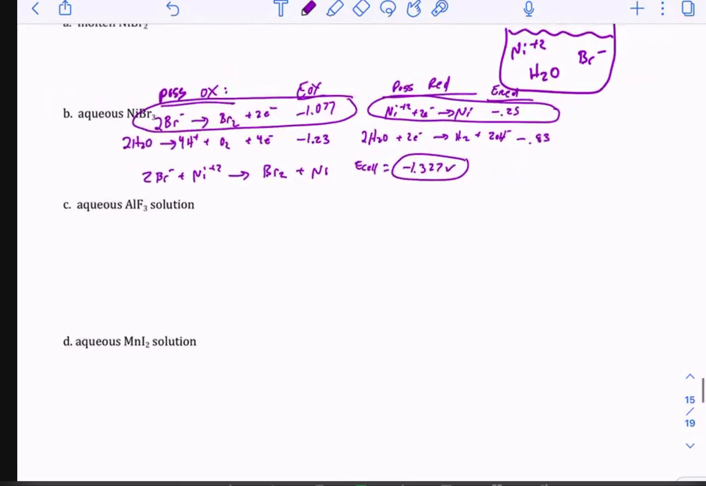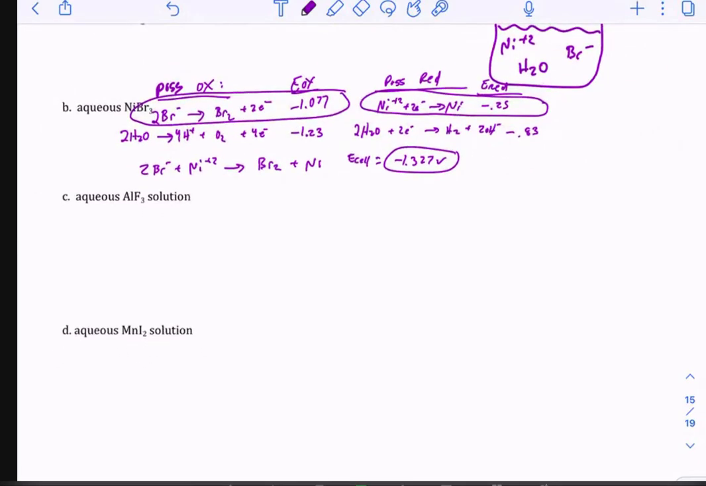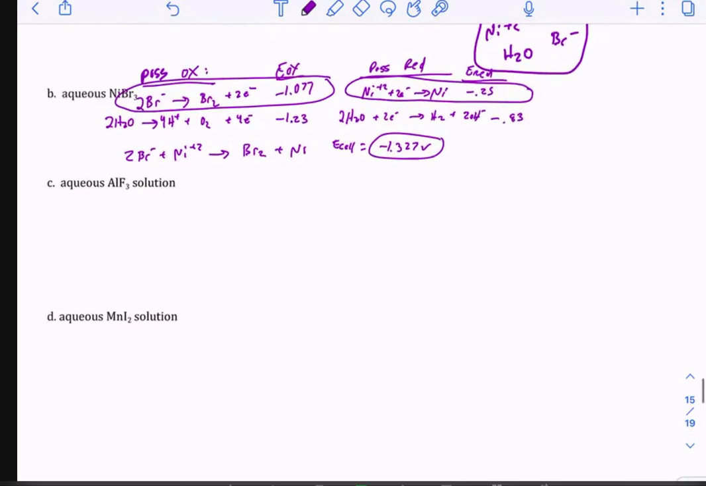Okay, let's see. Yeah, we have time. We'll do one more. Let's just do the next one. Let's do aqueous aluminum fluoride. Actually, I'll let you do it. Take a minute, figure out what's going to happen with aqueous aluminum fluoride. And then we'll see.